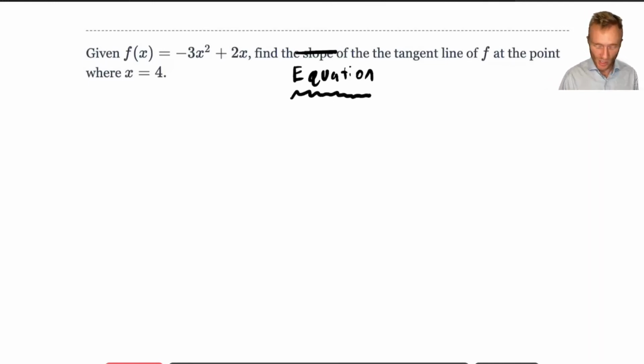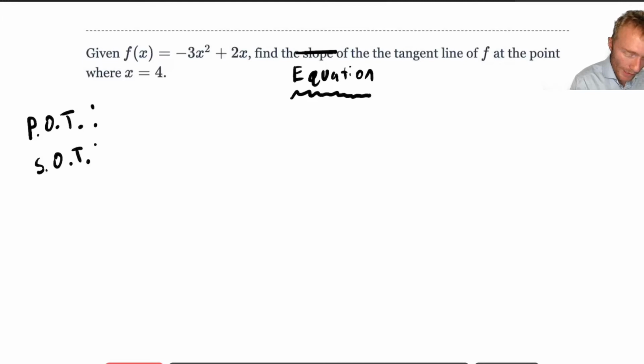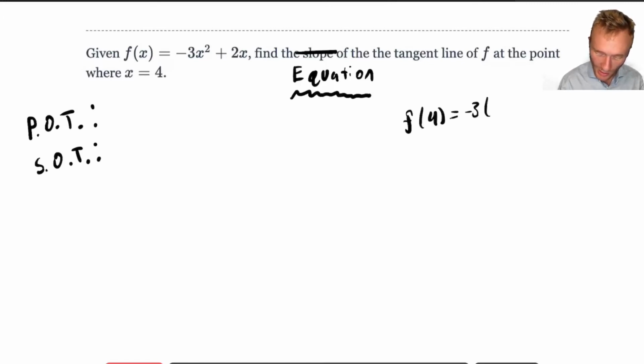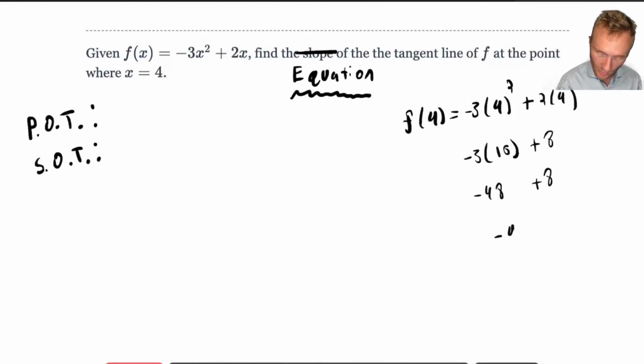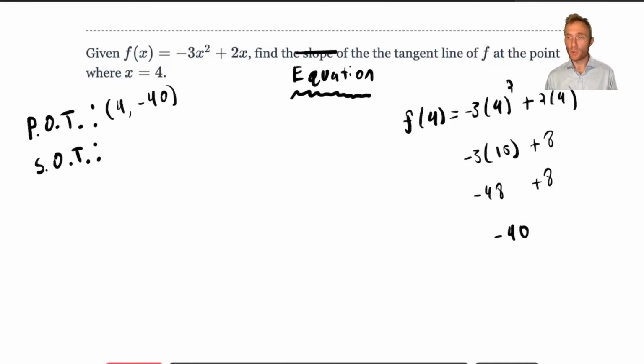Whenever you see equation of the tangent line, the first thing you put on your paper is this. I need a point and I need a slope. The point is easy. It's literally just where does f of 4 wind up. Negative 3 times 4 squared plus 2 times 4, just plugging in 4 here. Negative 3 times 16 plus 8, negative 48 plus 8, negative 40. So when x is 4, y is negative 40. So easy enough there. That's our point.